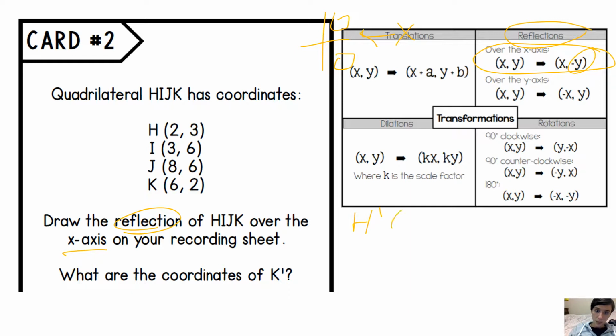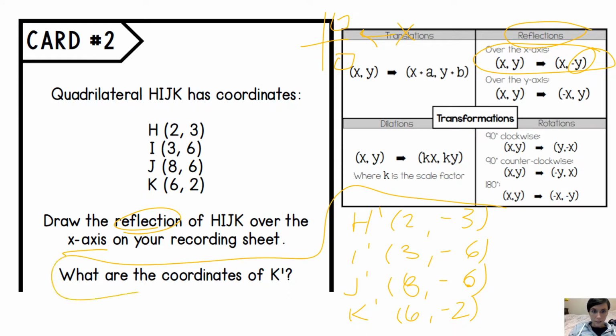So H prime will be 2 comma negative 3. I prime will be 3 comma negative 6. J prime will be 8 comma negative 6. And K prime will be 6 comma negative 2.